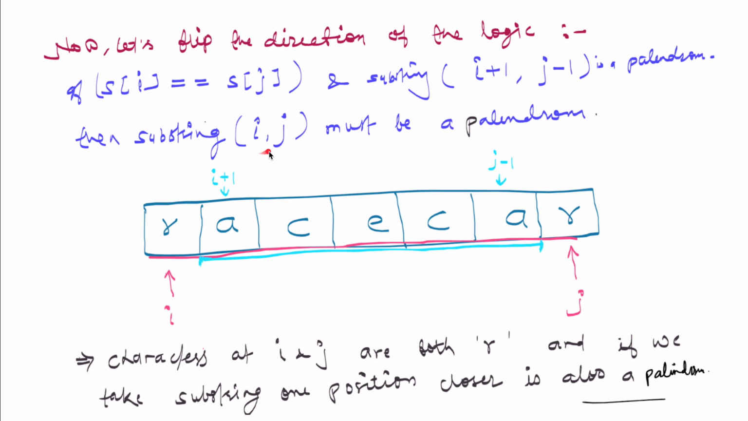Then the substring i to j must be a palindrome because both characters match. The characters at i and j are both r, and we take the substring one position closer. Now this takes a and a, so it's also a palindrome. We can say that.